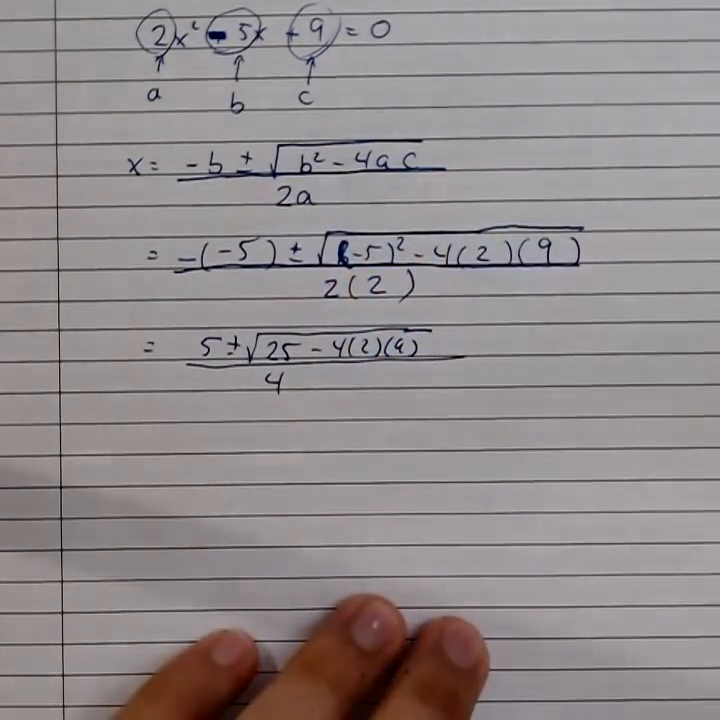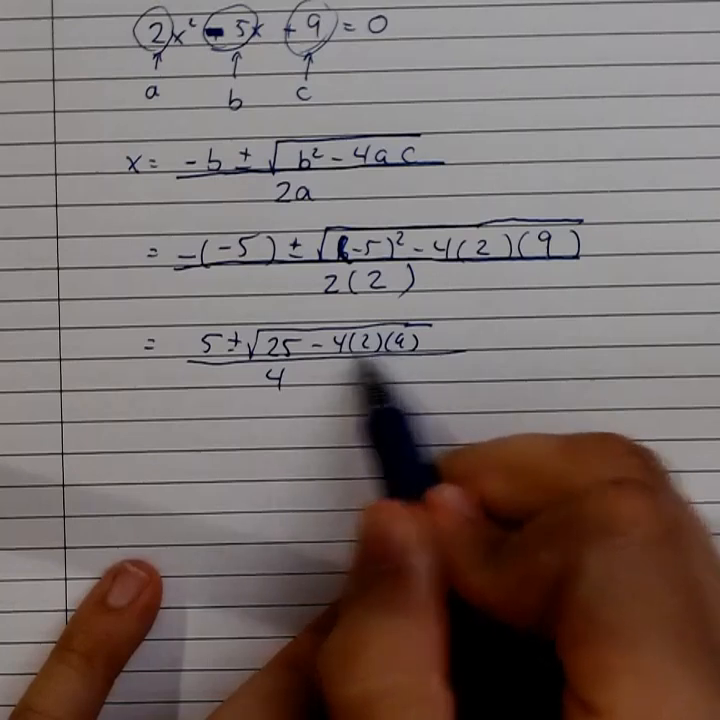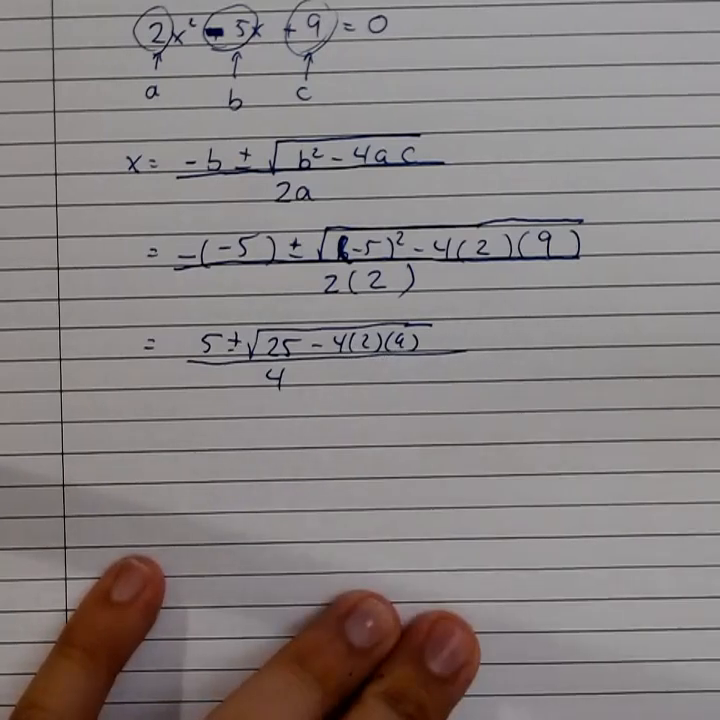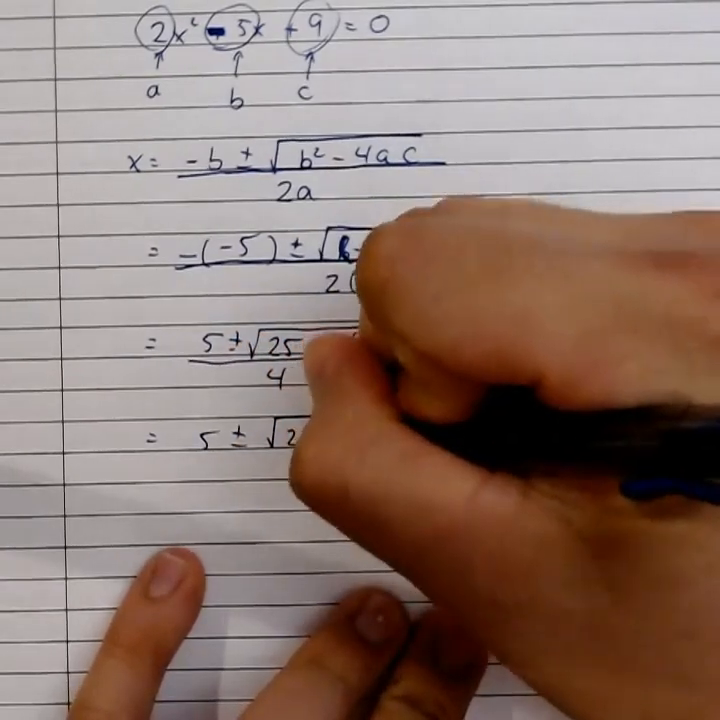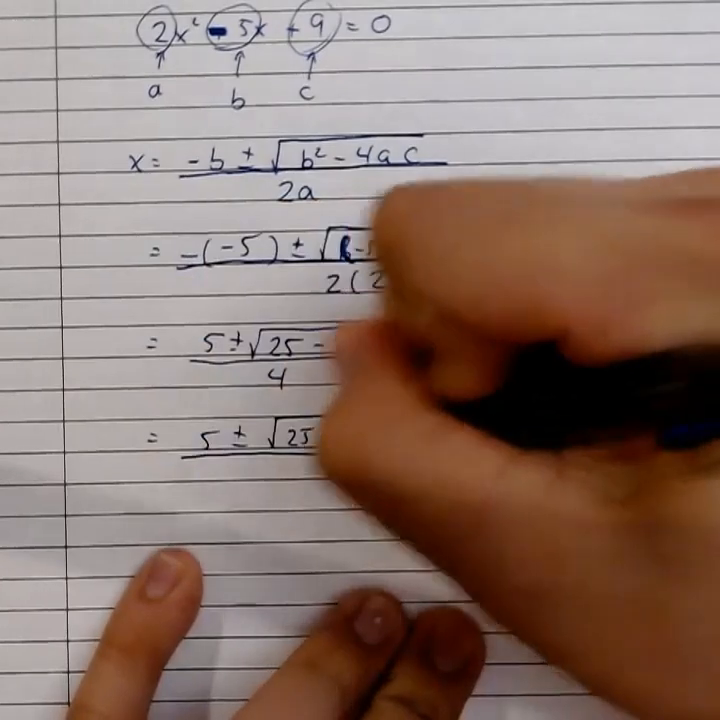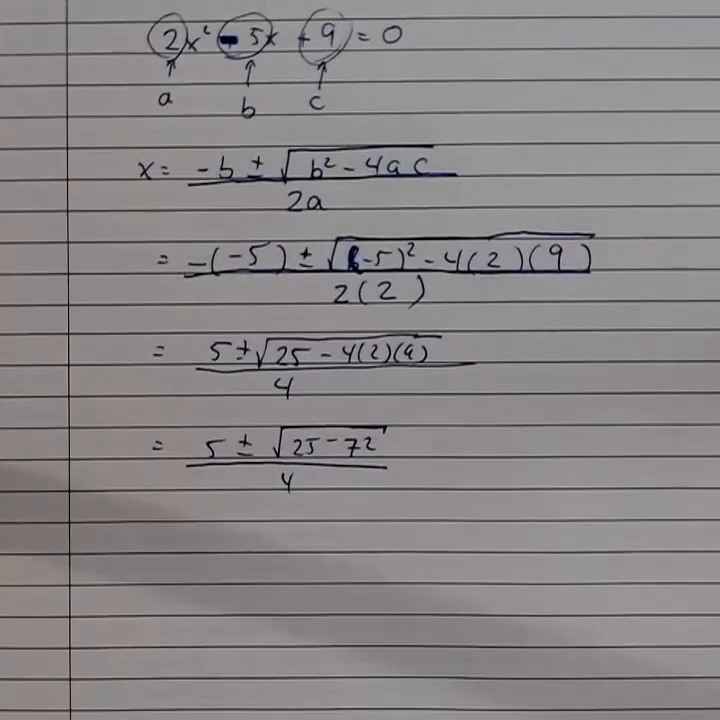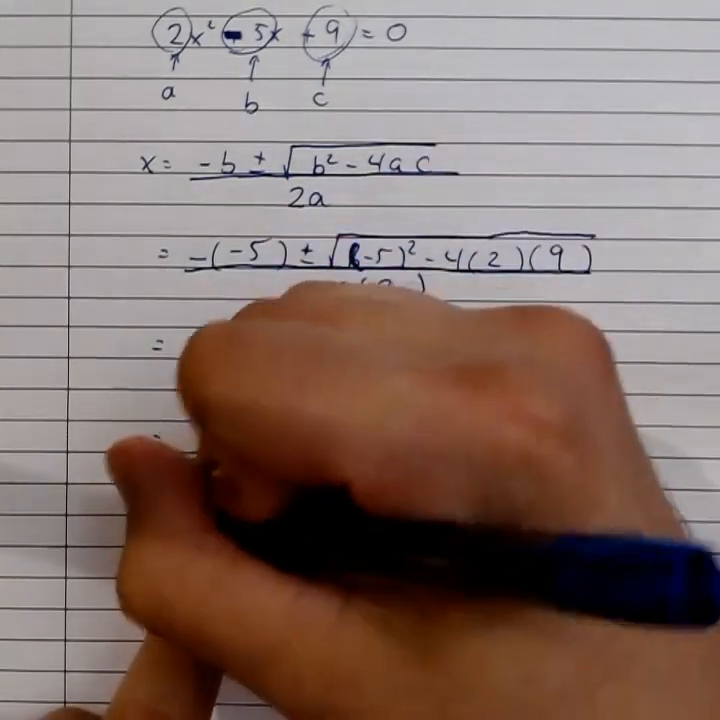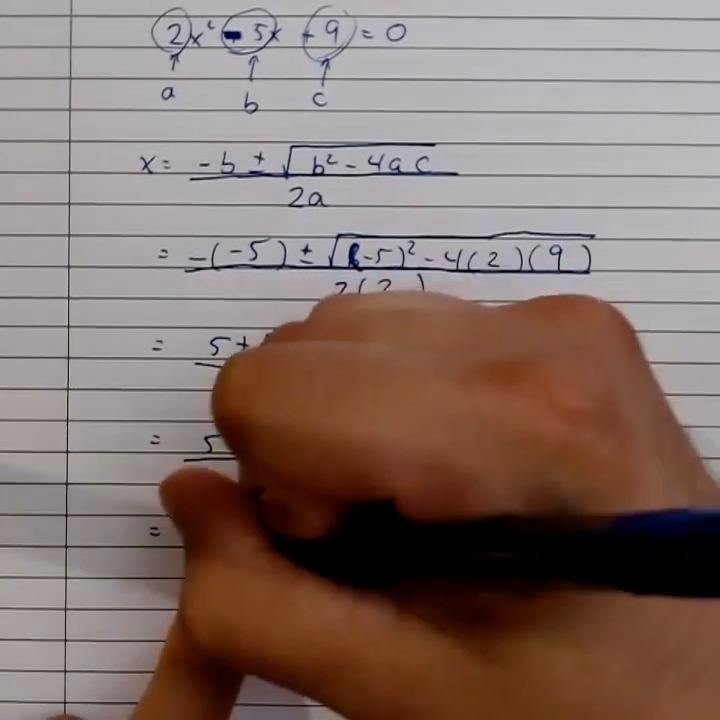Okay. Parentheses, exponents. Next comes multiplication, division. Well, inside the square root, there's no division, but I do see some multiplication. So 2 times 4 is 8. 8 times 9 is going to be 72. So that's going to be 5 plus or minus root 25 minus 72 all over 4. Now once you finish multiplying, we can go ahead and subtract. So let's see, 25 minus 72, that's negative 47. So that's going to give us 5 plus or minus square root of negative 47 over 4.